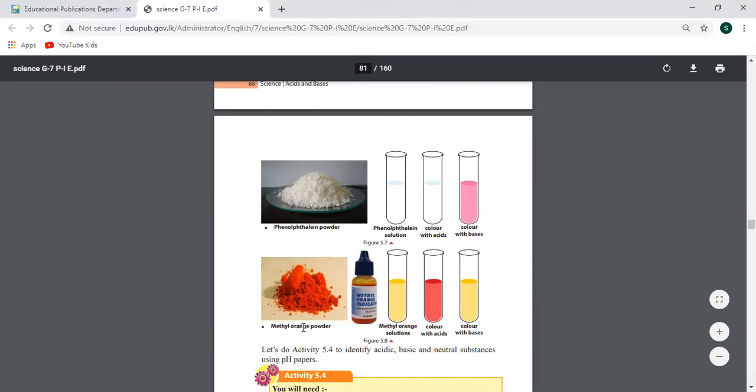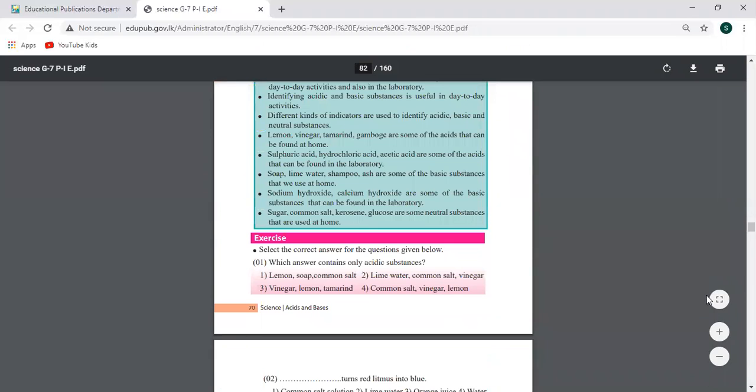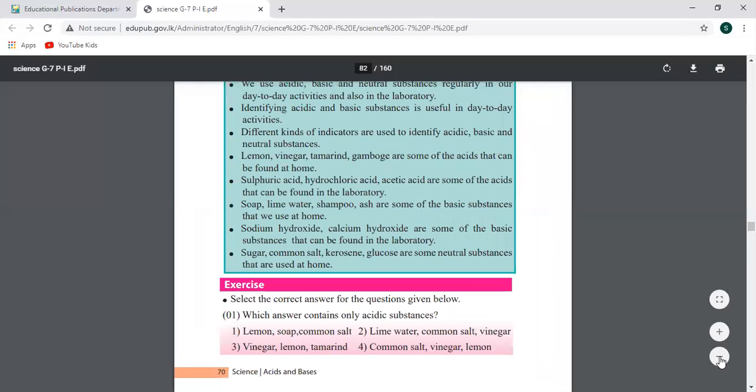So these are the methyl orange, and this is phenolphthalein powder. So, sorry.